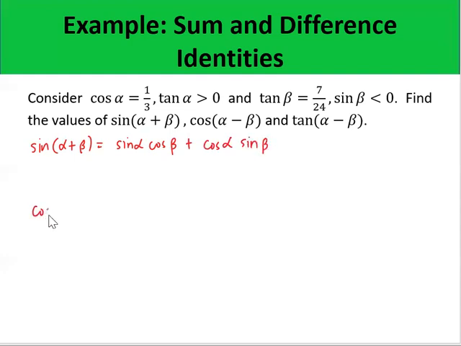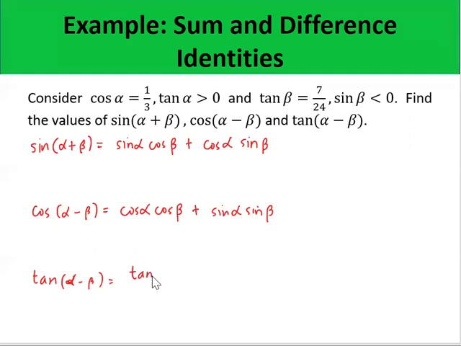Now for cosine of alpha minus beta, this is equivalent to cosine of alpha times cosine of beta plus sine of alpha times sine of beta. And then for tangent of alpha minus beta, this will be equivalent to tangent of alpha minus tangent of beta over 1 plus tangent of alpha times tangent of beta.